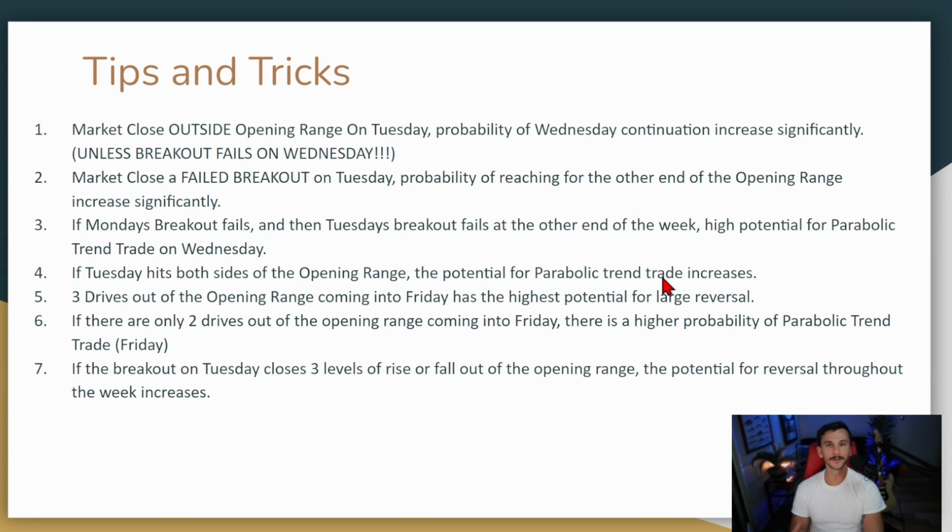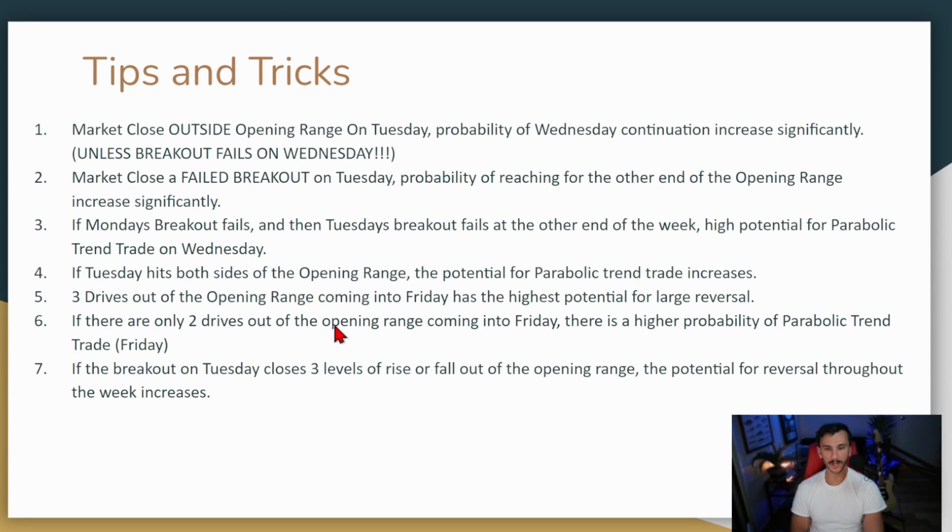This is just another scenario, another potential blueprint pattern that can occur. Blueprint pattern number five: 3 drives out of the opening range coming into Friday. And I'm going to show you, of course, a lot of these examples. That gives the highest probability for a reversal.